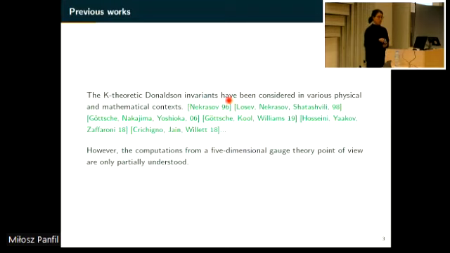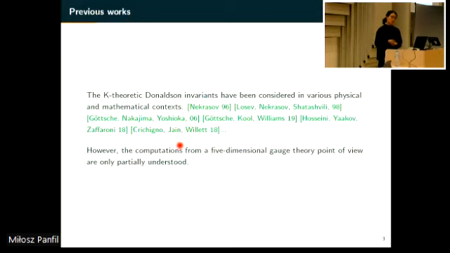These K-theoretic Donaldson invariants have been considered in a lot of different physical and mathematical contexts, and these are some of the most important literature. Probably the first paper that discusses this K-theoretic Donaldson invariant is a work by Nekrasov, and also Losev, Nekrasov, Shatashvili in the late 90s. And more recently in the mathematics literature, for example, in the paper by Göttsche, Nakajima, Yoshioka in 2006, they provided some concrete proofs of some of the results.